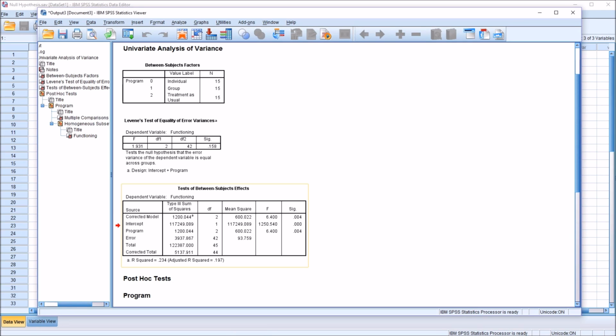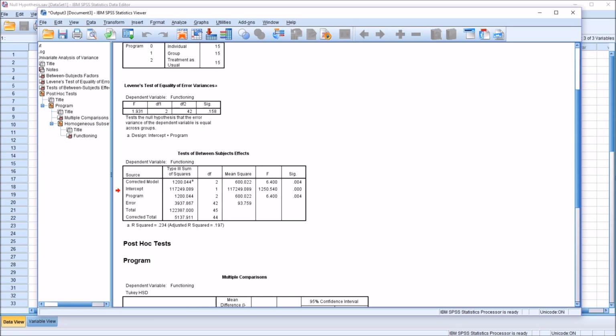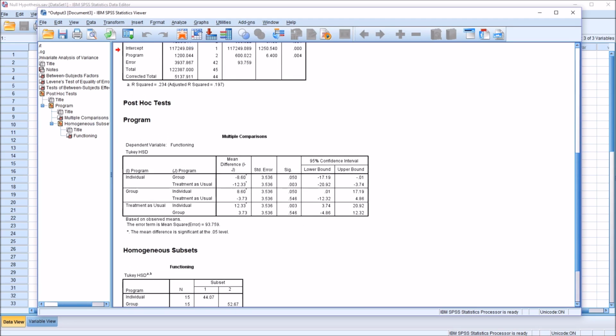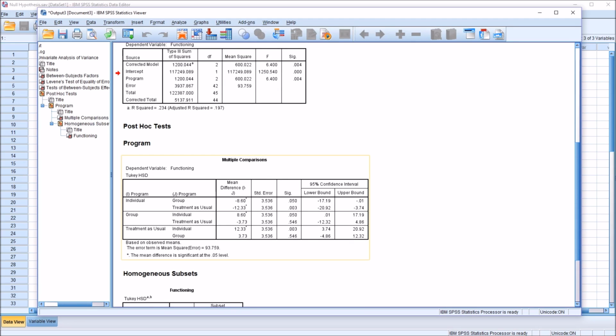Now with this result, a statistically significant finding for the independent variable program, we know that there is a difference in the means, but we don't know where the difference is because we have 3 levels of the independent variable. And that's why we have a post hoc test. In this case, I selected a Tukey test. This is Tukey HSD. HSD stands for honestly significant difference.